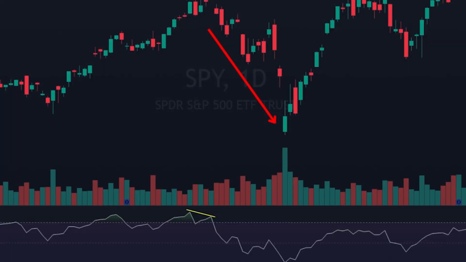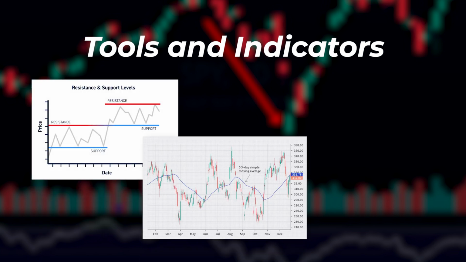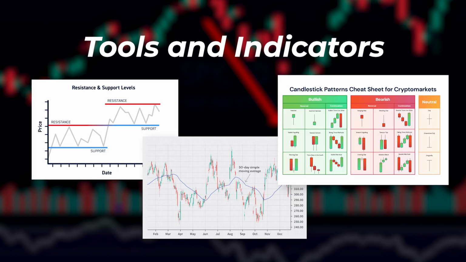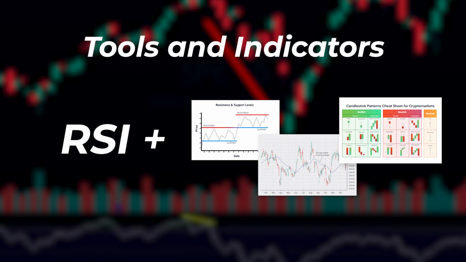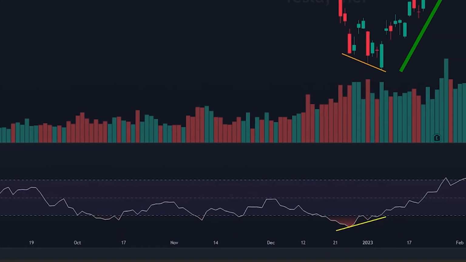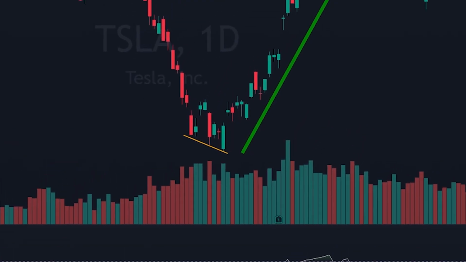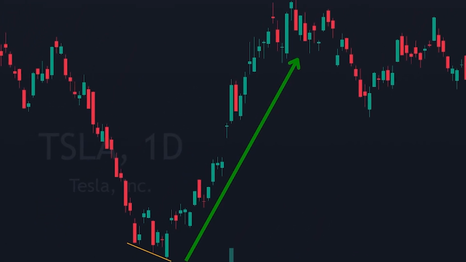This is where tools and indicators like support, resistance, moving averages, or even candlestick patterns come into play. When used together, these tools can help confirm whether it's a good time to enter or exit a trade. In my trades, I used RSI to spot potential opportunities, but I always paired it with other signals to determine the right time to act. Now, let me show you exactly how I did that.